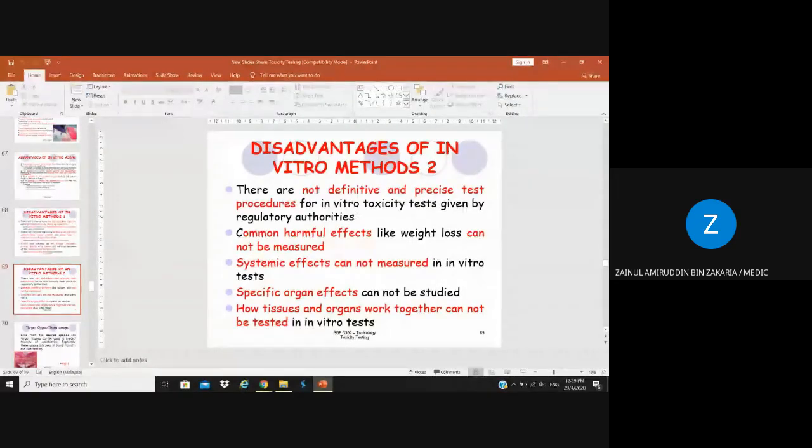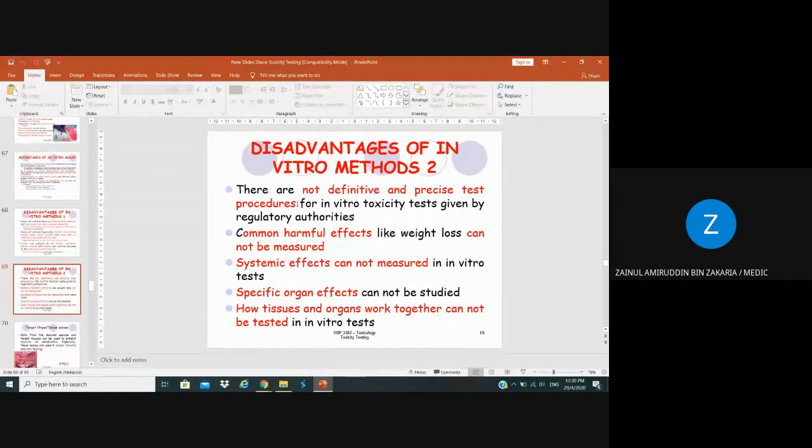Sometimes you have to modify the medium itself. Some people say 20%, maybe you have to use 18%. Because of what? Because the product coming from a different company might also have different activity, different effectiveness of the compound, even though it is the same, might be different between different companies, right? So that is what we mean by not definitive and precise test procedure. You don't have one direct procedure that you can follow and you get the result, no.